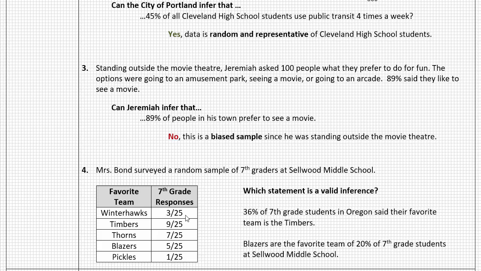So it looks like she asked 25 students because the denominator is all out of 25. And here are what people said, how many people out of 25 responded that this would be their favorite team. So which of these 2 statements would be a valid inference that we could make from Mrs. Bond's survey? Is it that 36% of 7th grade students in Oregon said their favorite team is the Timbers? Or would it be that Blazers are the favorite team of 20% of 7th grade students at Selwyn Middle School?